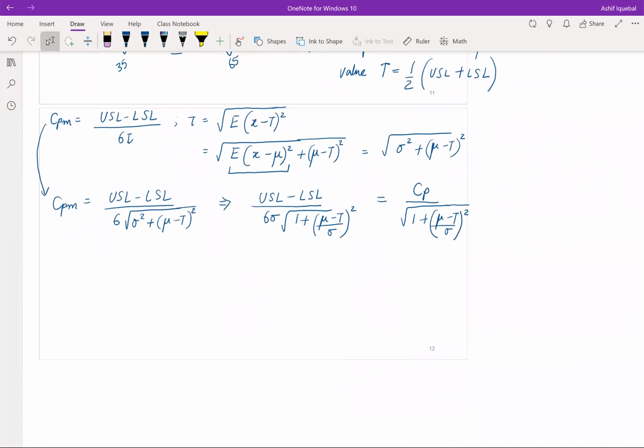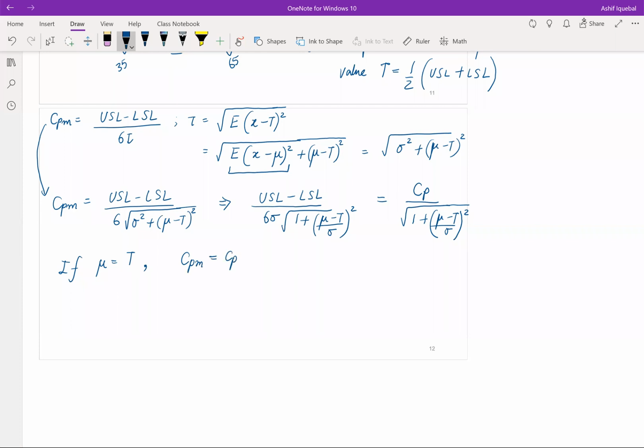All right. So can someone tell me what is the value of CPM if mu is exactly equal to T? What is the value of CPM if mu is exactly equal to T? CP. Right. So we'll just plug this value in and we'll see that CPM equals CP.